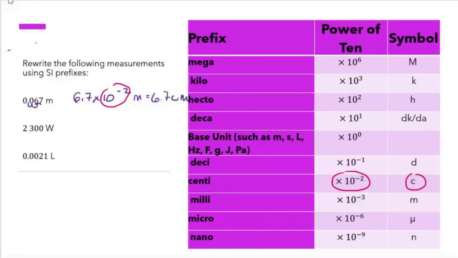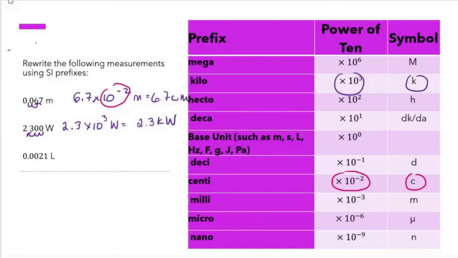Try the next one with watts. W is our base unit here. It stands for watts. Let's first convert 2,300 into scientific notation. So I'll pick up the decimal place and move it 1, 2, 3 spots to the left. That gives me 2.3 times 10 to the power of 3 watts. 10 to the power of 3 is kilo, k. So this is 2.3 kilowatts.